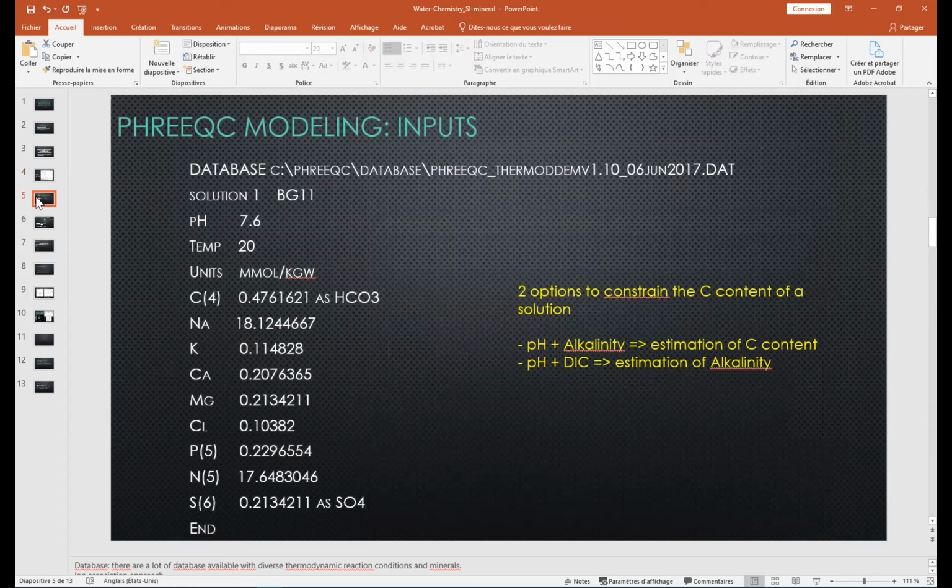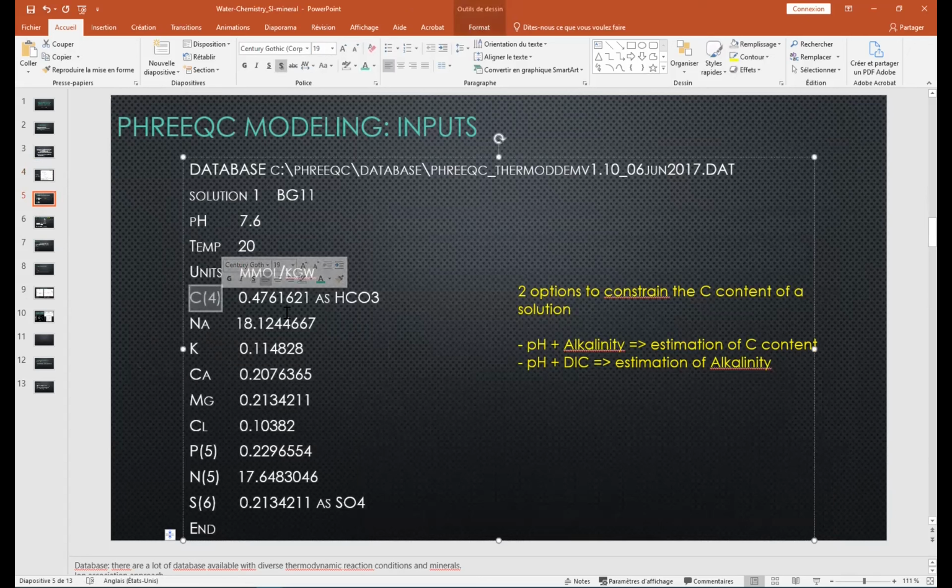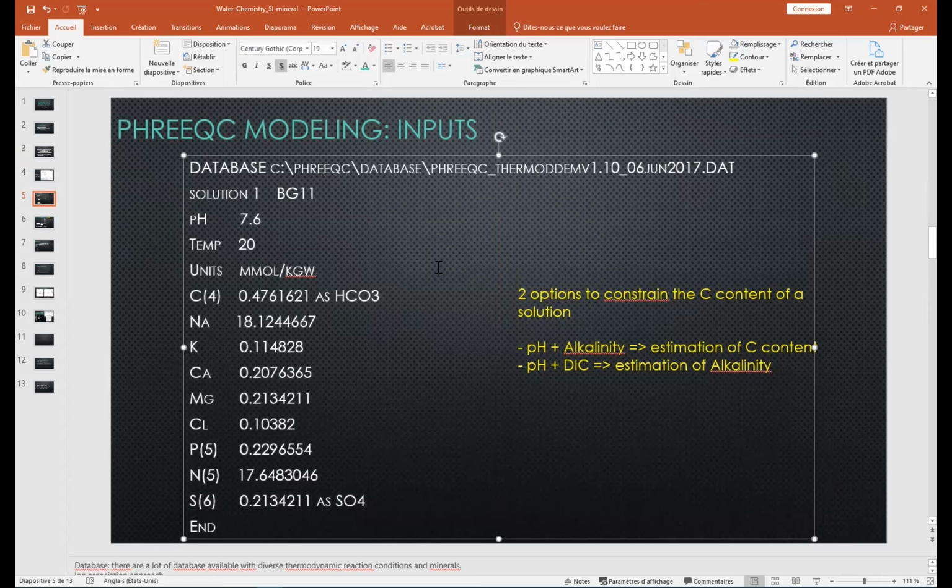And if you don't have the alkalinity, you can also use the DIC, the dissolved inorganic carbon, which is another way to measure the carbonate in your solution and to have one constraint on your carbon for the modeling. So this is typically what I put in PHREEQC, but you can use another software if you want, like CHESS or Visual MINTEQ. This is basically the same.